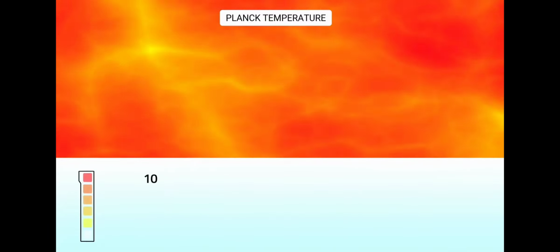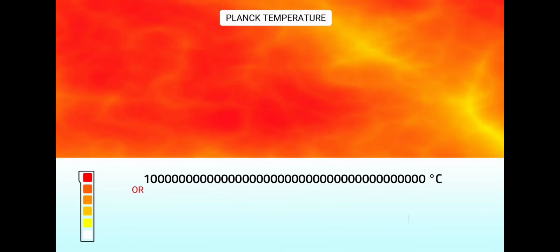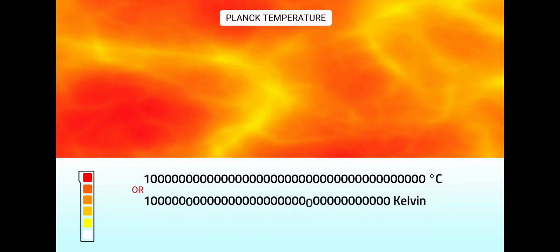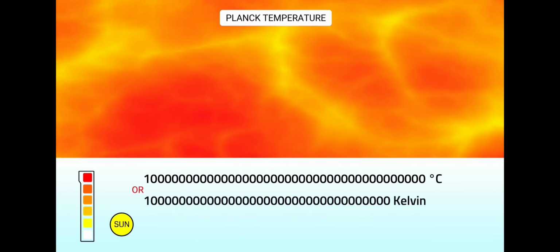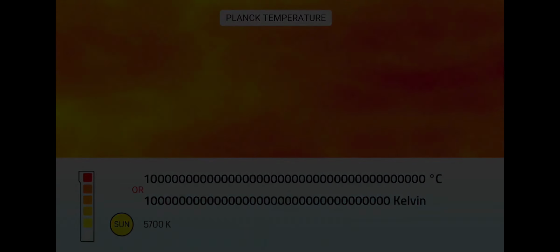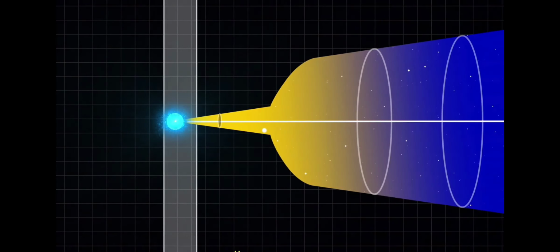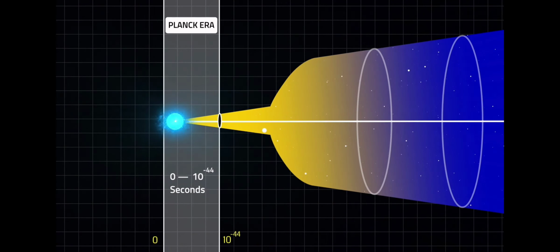Planck temperature is about 100 million degrees Celsius, or 10 to the power of 32 Kelvin. Our sun's temperature is 5700 Kelvin. Planck values are beyond human comprehension. Anything below the Planck length becomes impossible to create calculations for. So the time between zero to Planck time is considered as the Planck era.